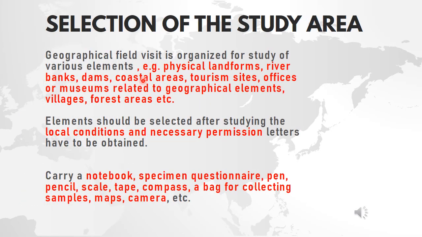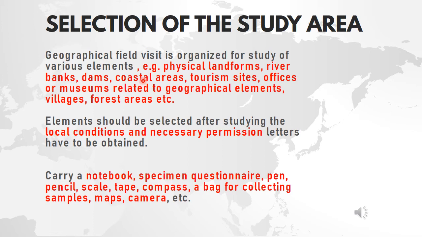Geographical field visit is a first-hand experience of the theoretical concepts learnt in class. Students can explore the actual elements and make observations themselves. Now, the field visit is organized for study of various elements like physical landforms, river banks, dams, coastal areas, tourism sites, offices or museums related to geographical elements, villages, forest areas, etc.